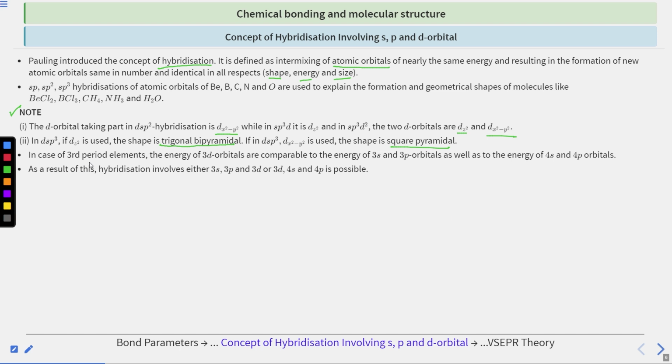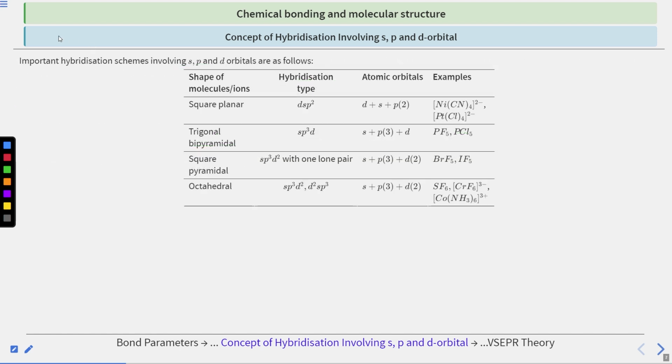In the case of third period elements, the energy of 3d orbitals is comparable to the energy of 3s and 3p orbitals, as well as to the energy of 4s and 4p orbitals. As a result, hybridization involving either 3s, 3p, and 3d, or 3d, 4s, and 4p is possible. So, important hybridization schemes involving s, p, and d orbitals are as follows.